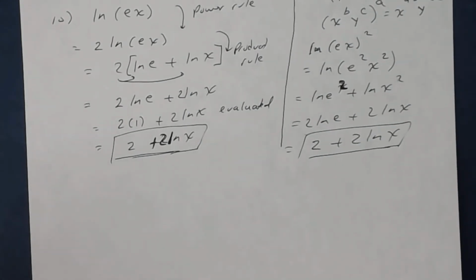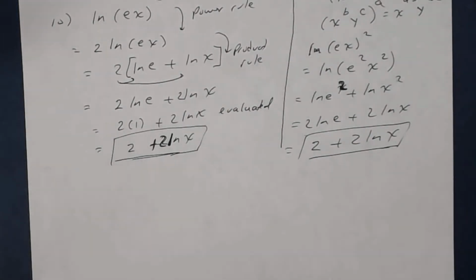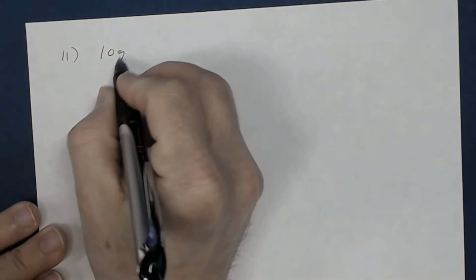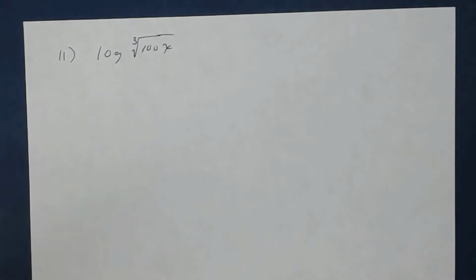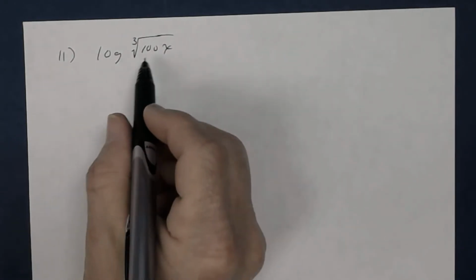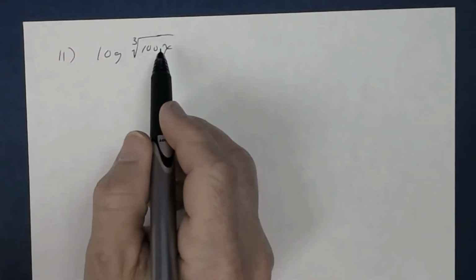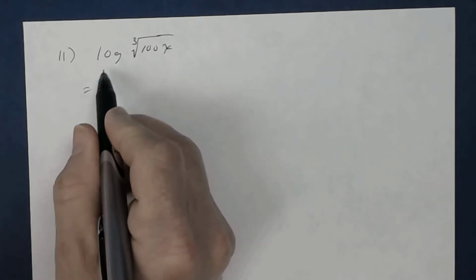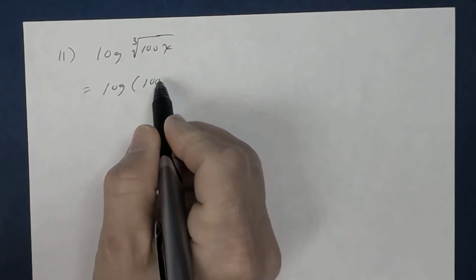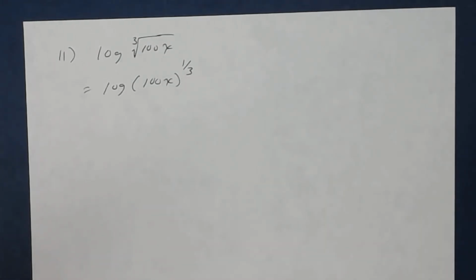Okay, let's look at number 11. So let's suppose in number 11, I had this. We have the log of the cube root of 100 times x. Remember, the radical expression, you need to rewrite it as a rational expression. So do y'all agree that this is going to be the log of 100 times x all raised to the 1/3 power? Okay.